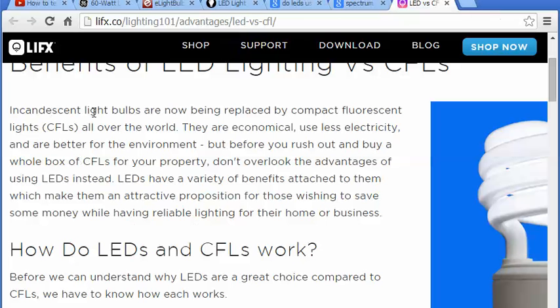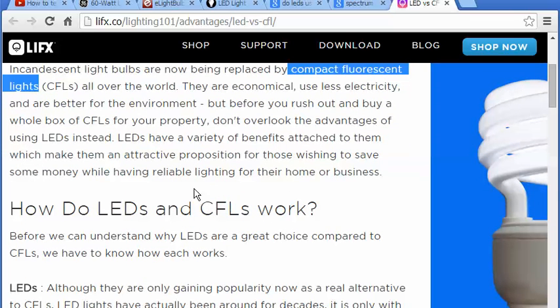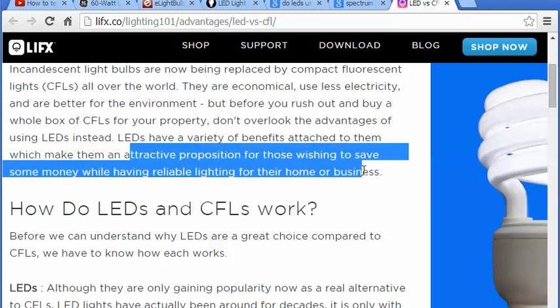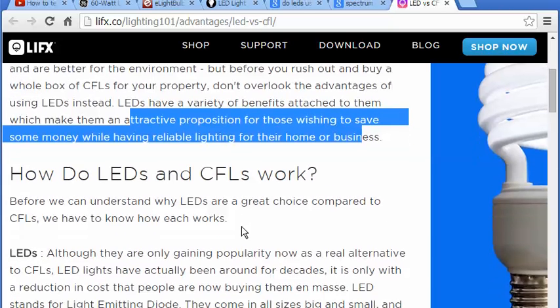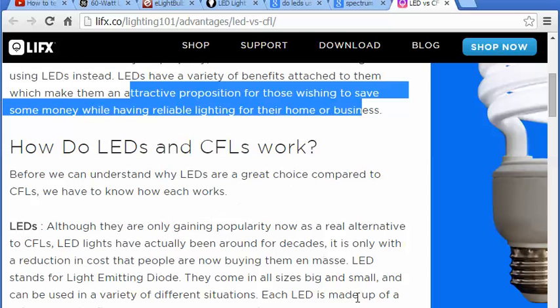Yet this guy says incandescent light bulbs are now being replaced by compact fluorescent lights. Compact fluorescent lights, that's what CFL stands for. All over the world, they are economical, use less electricity, and are better for the environment. But before you rush out and buy a whole box of CFLs for your property, don't overlook the advantages of using LEDs instead. LEDs have a variety of benefits attached to them, which make them an attractive proposition for those wishing to save some money while having a reliable lighting for their home or business.